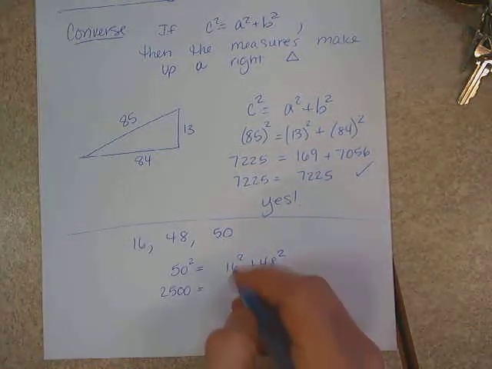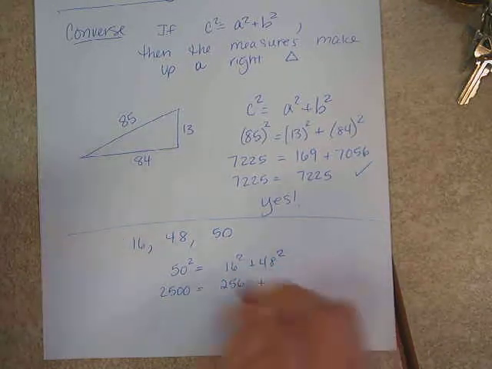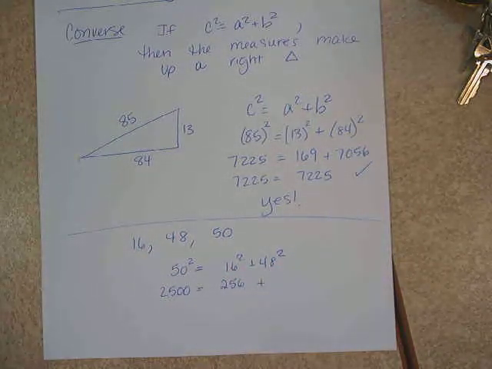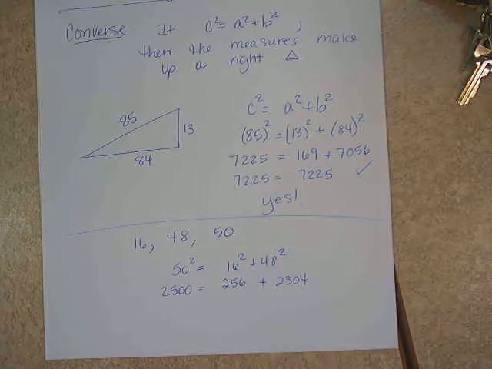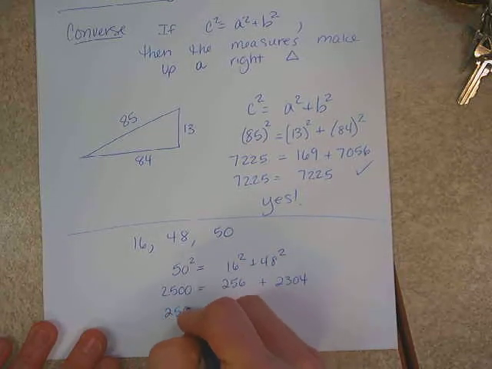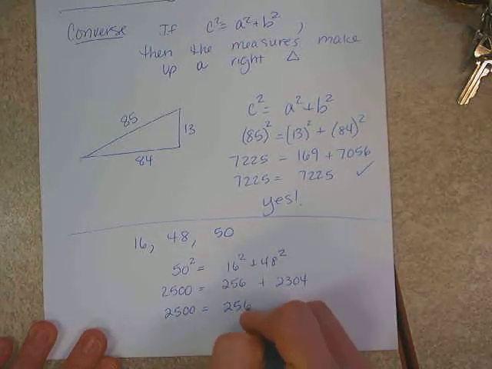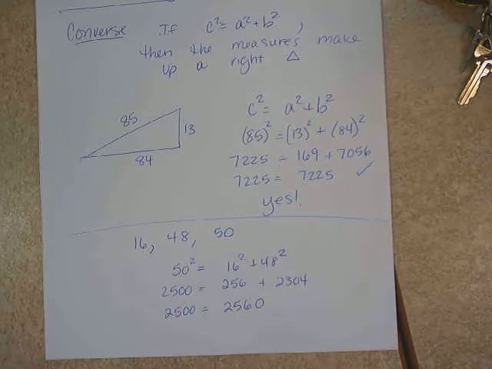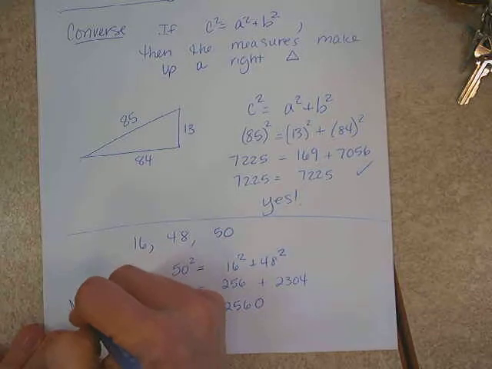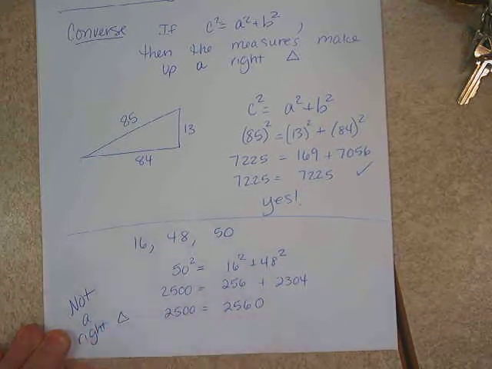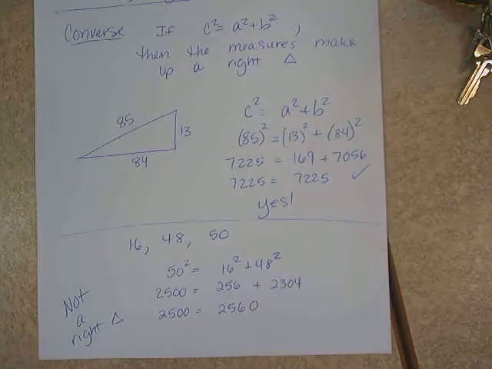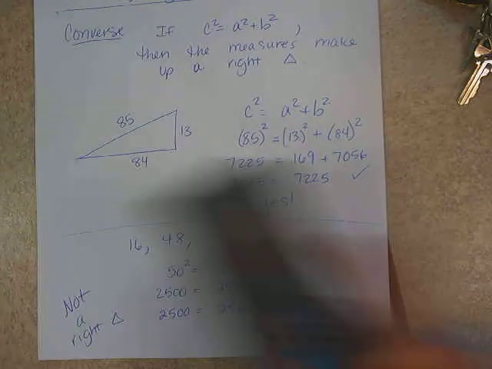So we have 2,500 equals 256 plus 2,304. So we get 2,500 equals 2,560. That's no good. So this is not a right triangle.